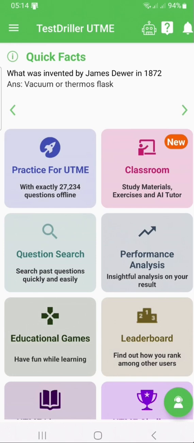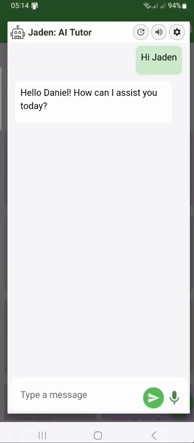I'm excited to show you what you can do with the AI tutor developed by TestDriller. To launch it, you click on the bot icon at the top. So once you click it, it launches the AI tutor's interface. Now let's get into it.